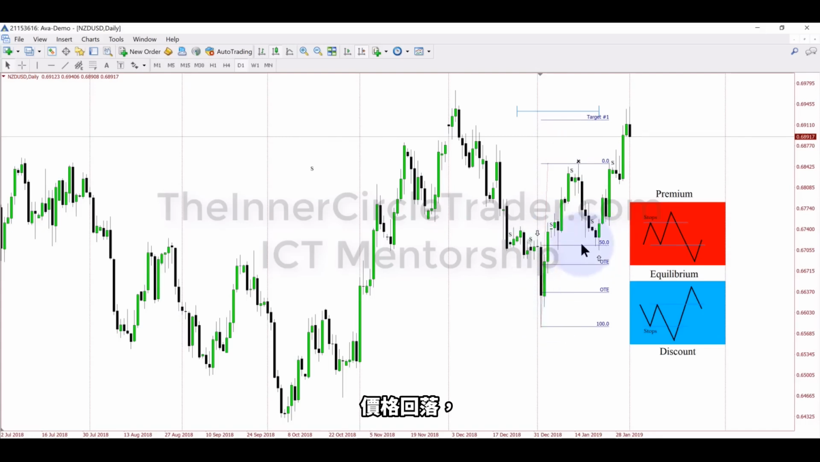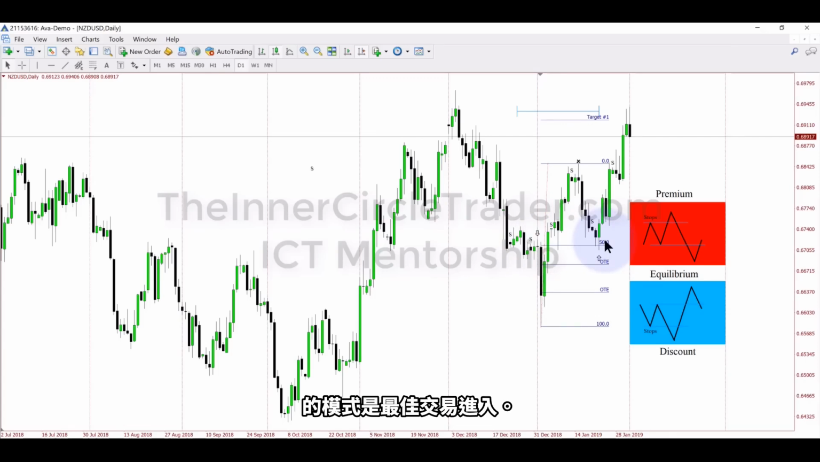Price comes back down into, what is this? Again, equilibrium. So this is again a high probability scenario. So we've defined the range in terms of the PD array matrix. We are at an equilibrium to discount. This should give us a buy. But now, for entry purposes, how do we calibrate the fib for that?